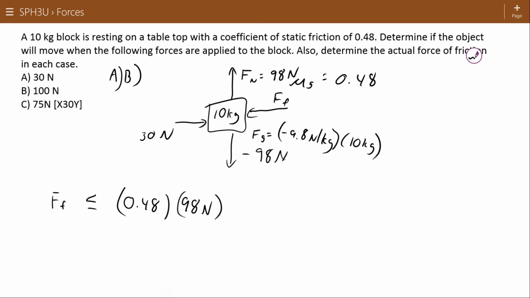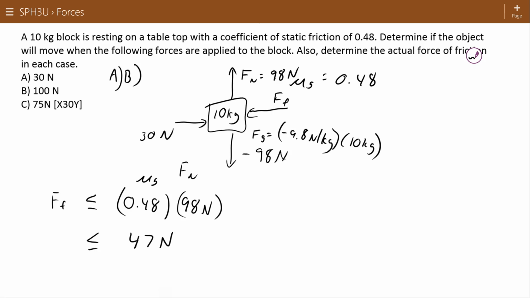Okay, sorry for that pause, but I was running out of battery, so I need to deal with that. So my force of friction is less than or equal to my coefficient of static friction times my normal force, which I put there. And that means it's less than or equal to 47 newtons.